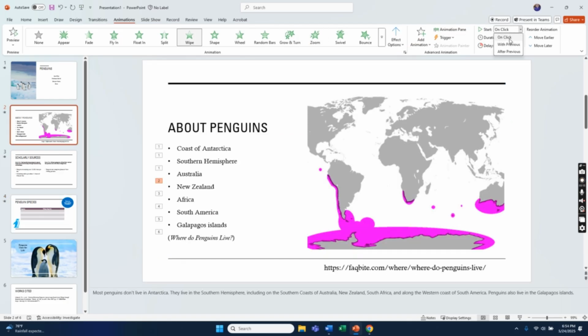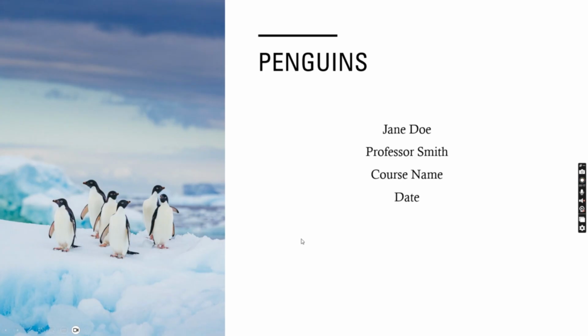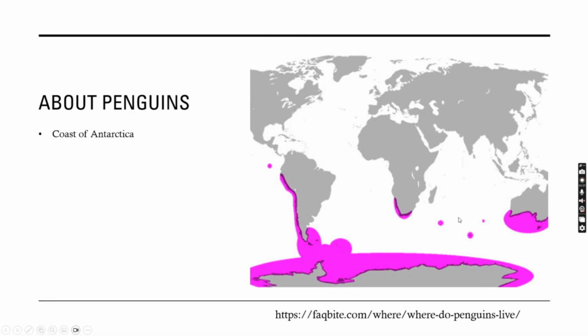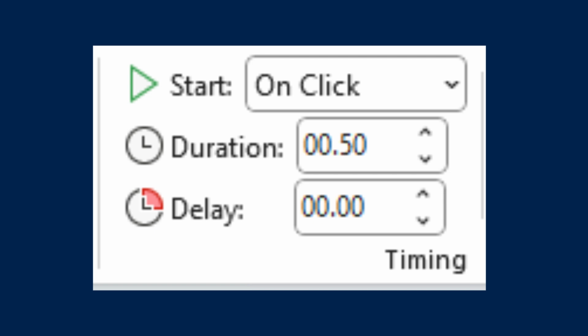Animations will automatically be formatted to start when you click. If you would prefer to not have to click, you can change the start to After Previous. For example, when changing this setting in a bulleted list, each bullet will still appear one at a time, but you won't have to click every single time. You can also change the timing of your animations with the duration and delay settings.